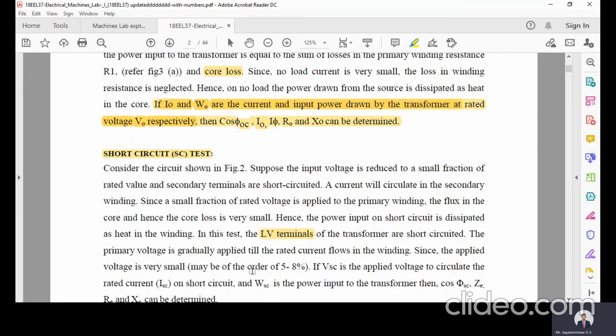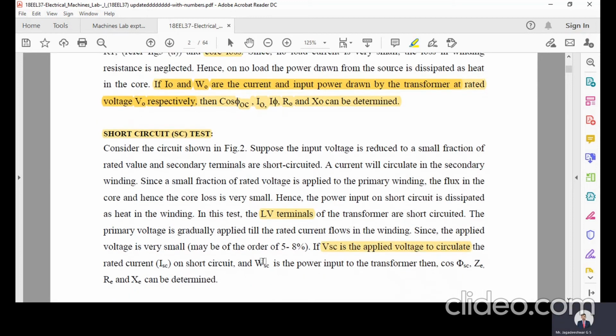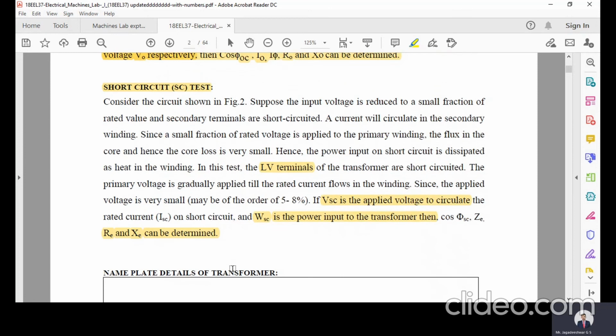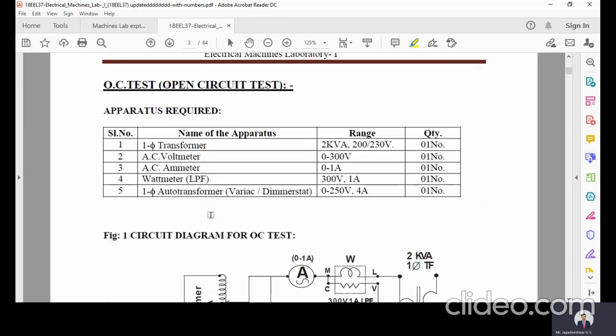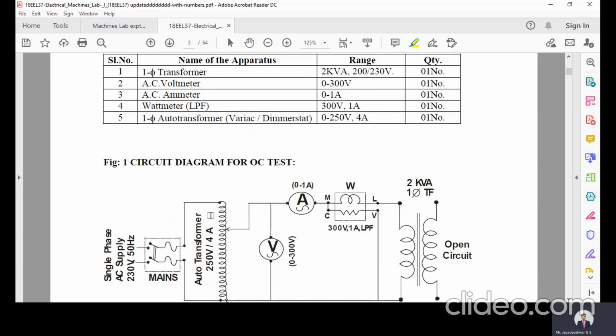Okay, since the voltage is very small, if VSC is the applied voltage to circulate the rated current on short circuit, and WSC is the power input to the transformer, then cos phi SC, ZE, RE, XE can be determined. Okay, so here you can note the nameplate details of the transformer we are using in the laboratory.